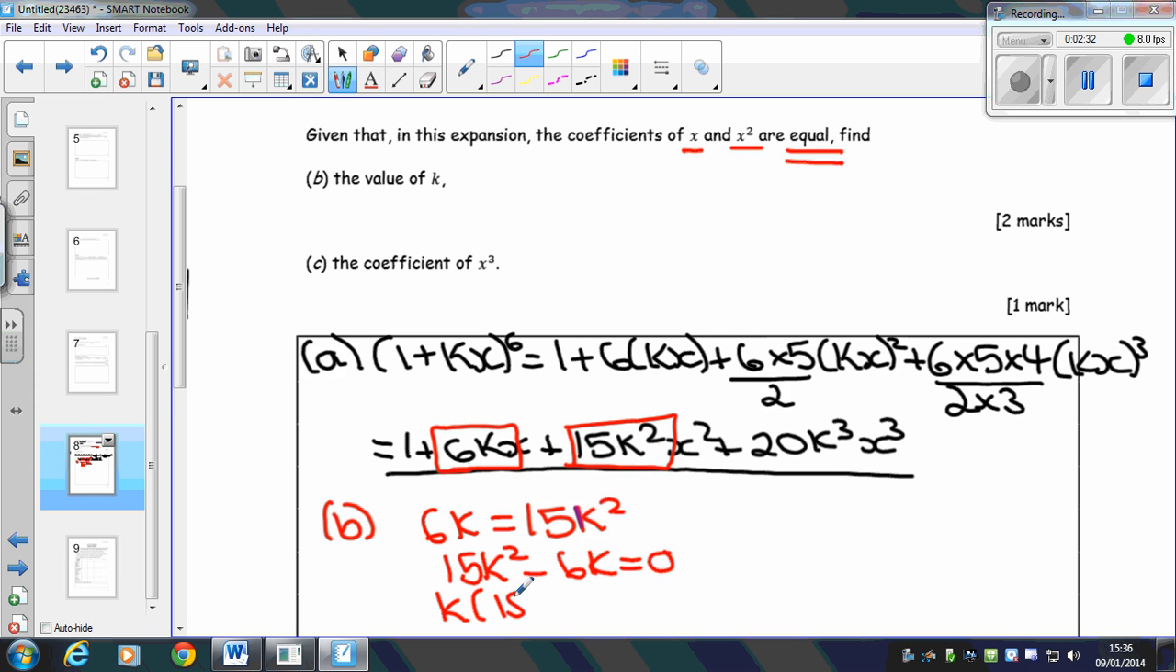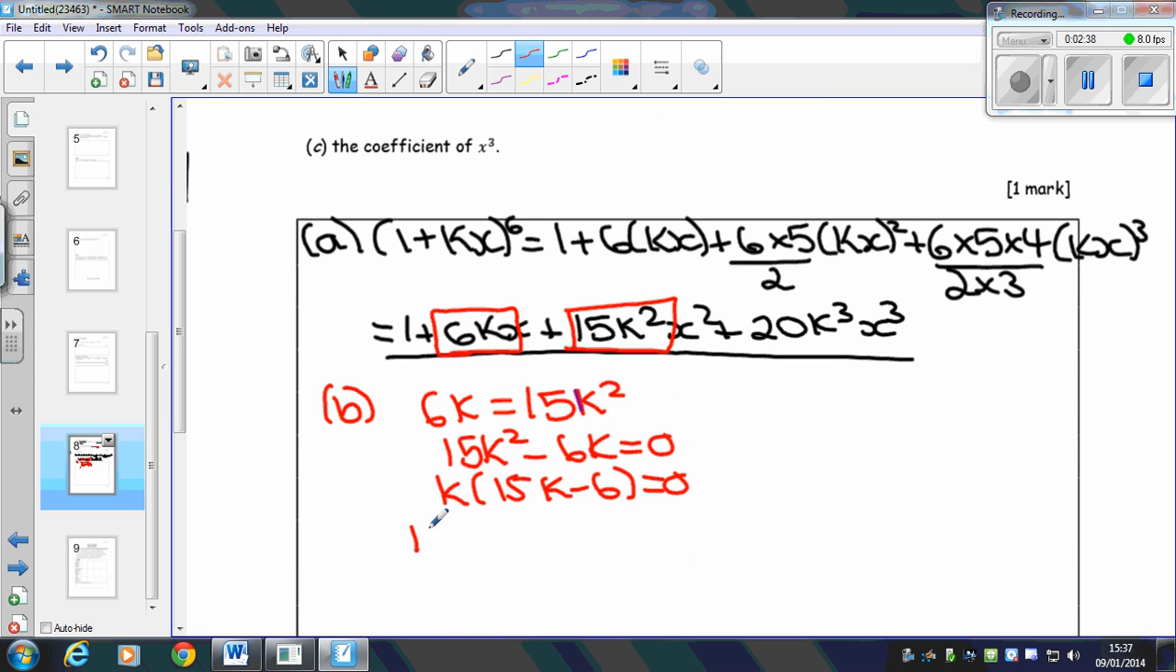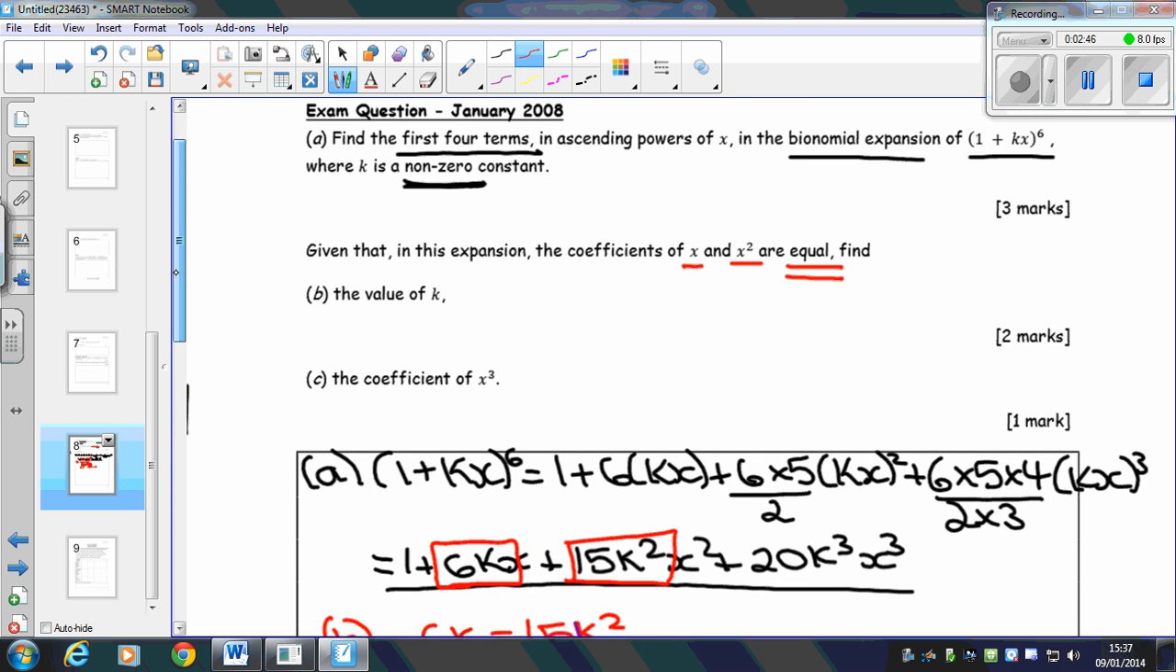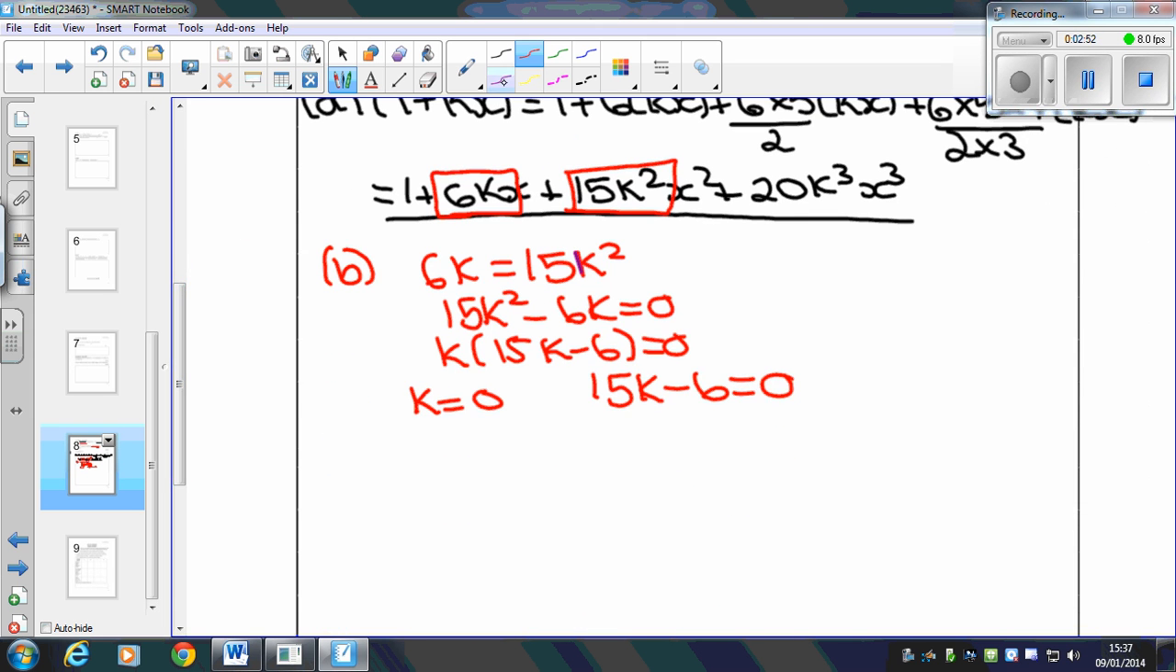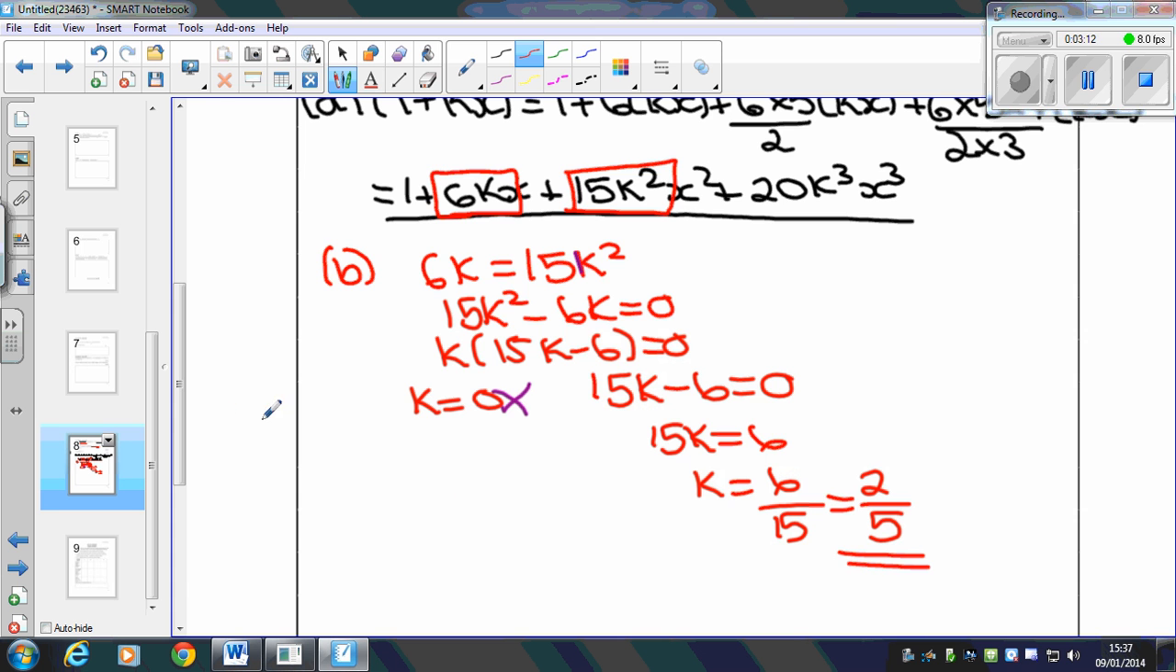So k lots of (15k minus 6) equals 0. So k could equal 0, or 15k minus 6 could equal 0. But in part a, we are told that k is a non-zero constant, so that means that it cannot be this one. So we have 15k equals 6, so k equals 6 over 15, which is the same as 2 over 5. So now we've found our k.